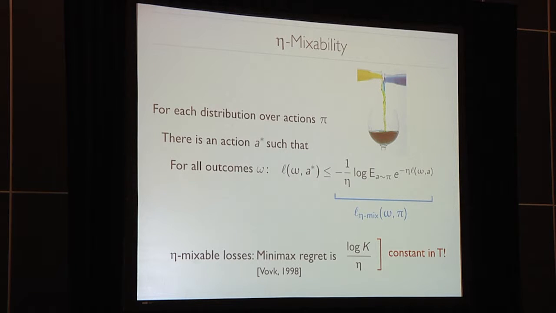So mixability is the following. We have some action space, and we want the following condition to hold. For every distribution over actions, there is some action A star that the learner could play such that no matter what outcome occurs, the loss of the learner is less than or equal to what I like to call the mixed loss, where what we do is we exponentially map all of the losses, we mix them according to this distribution, and then we undo the mapping with this -1 over eta log transform. That's just the mixed loss under some distribution. And this is the mixability condition. This might be sort of disgusting if you don't have enough time to soak it in.